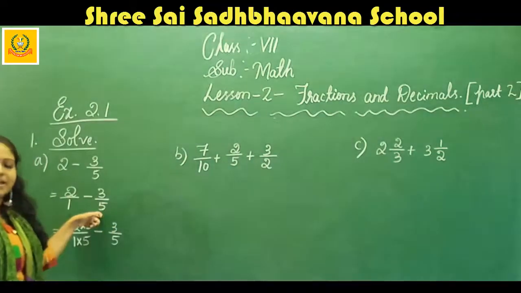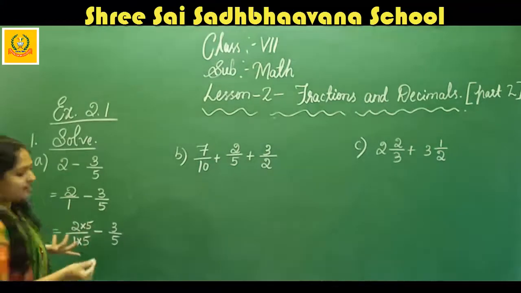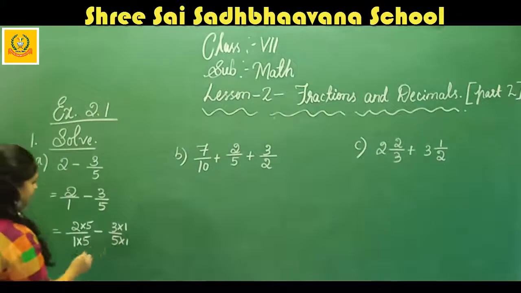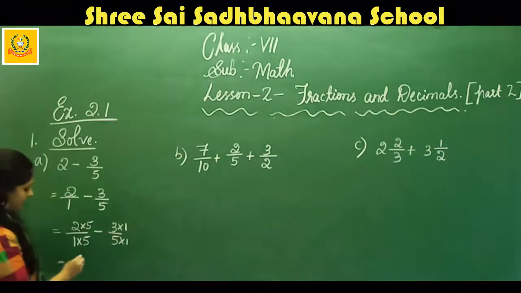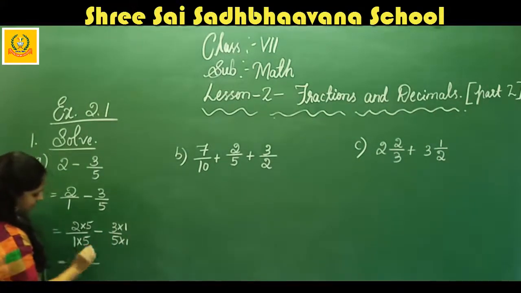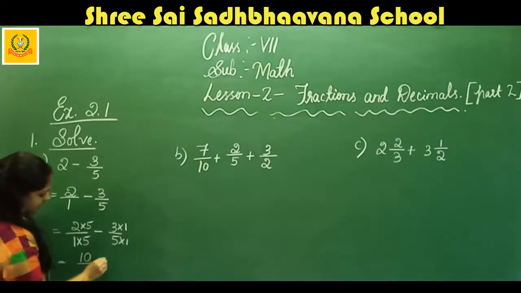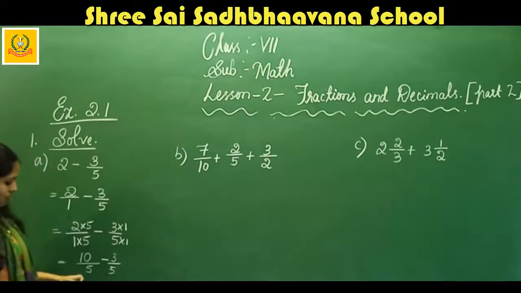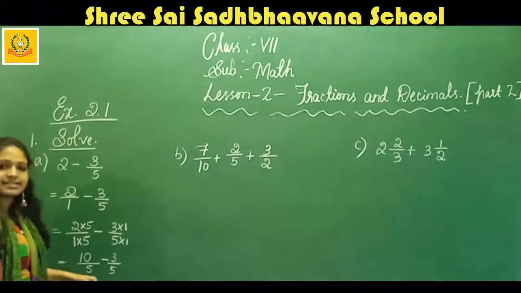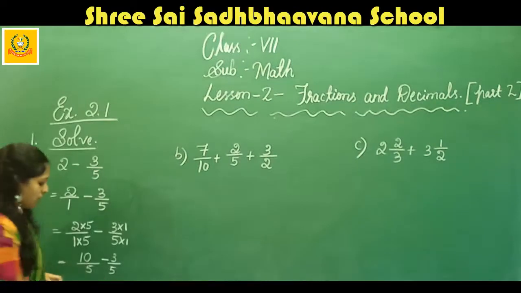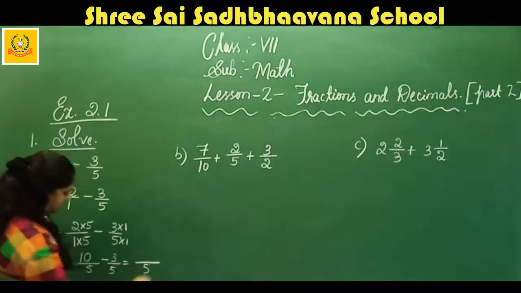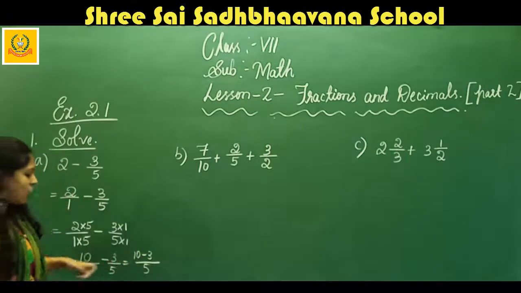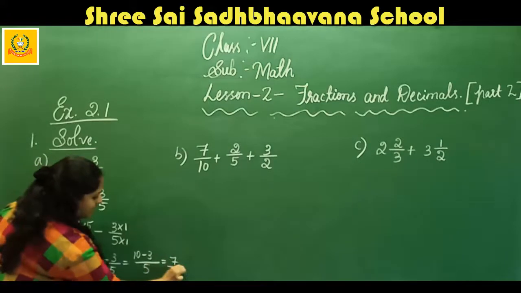If I want to make 5, by how much I have to multiply? Nothing but by 1. 1 by 1. Okay? Yes. So 2 5s are 10 and 1 5s are 5. And here it is minus 3 1s are 3, 5 1s are 5. Now you can see both the sides denominators are same. Like fractions now. We will take as one denominator. This is now 10 minus 3. 10 minus 3 is how much? That is nothing but 7 by 5.